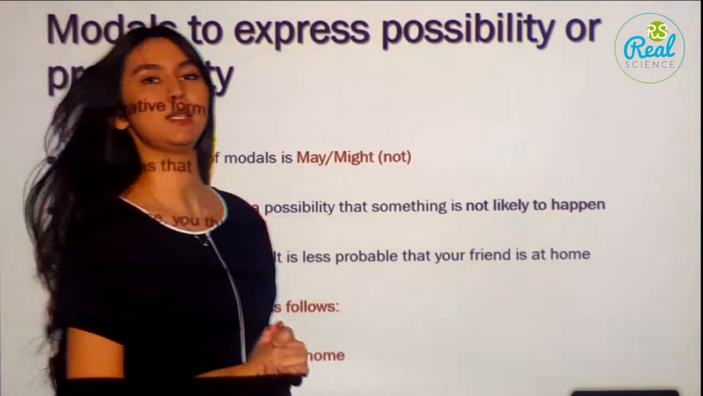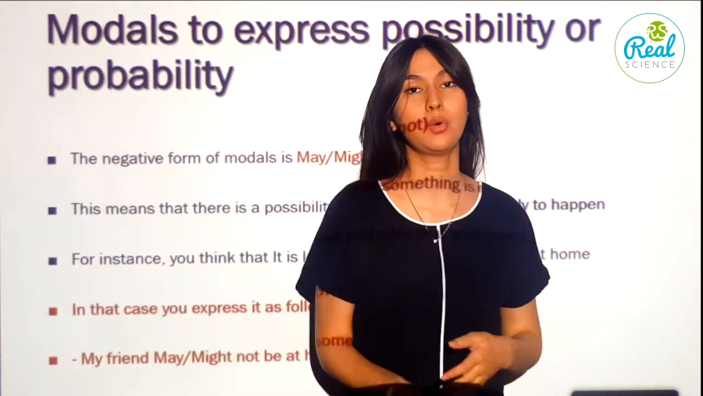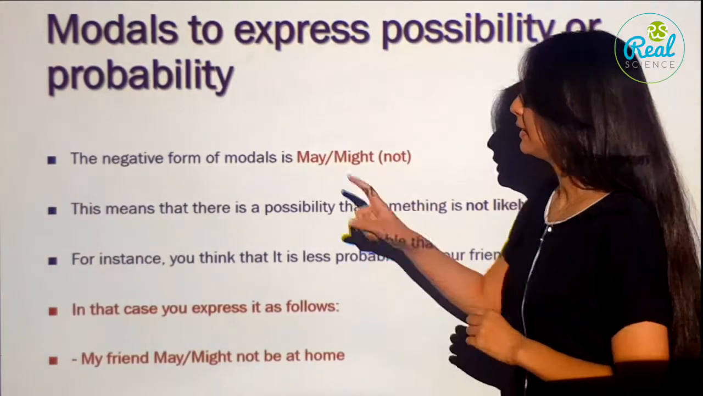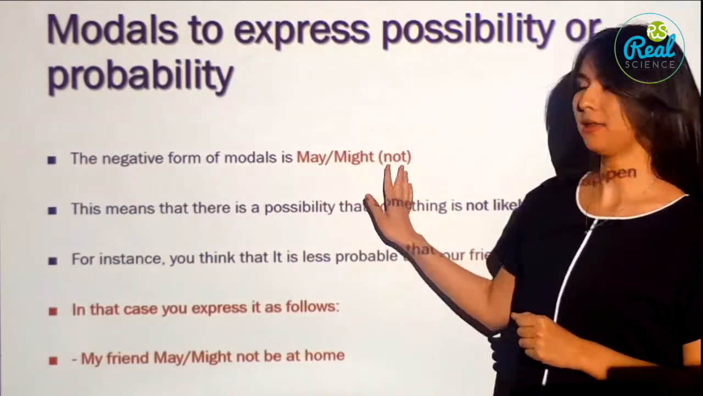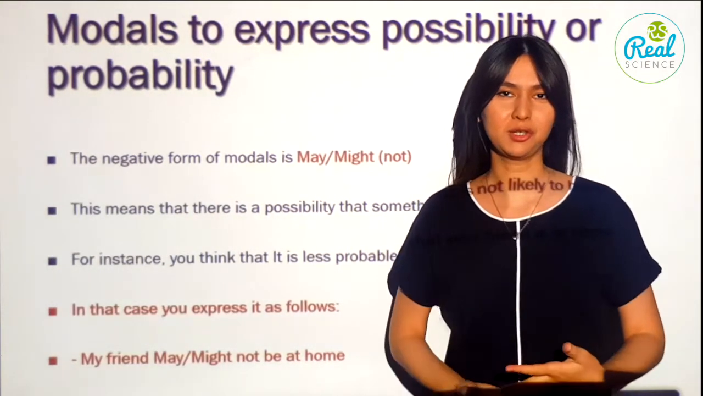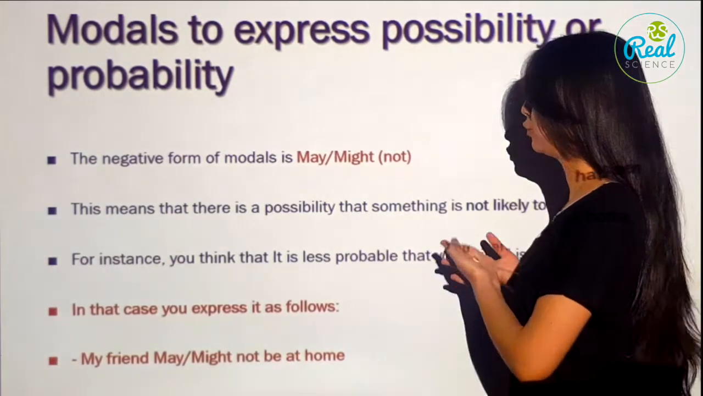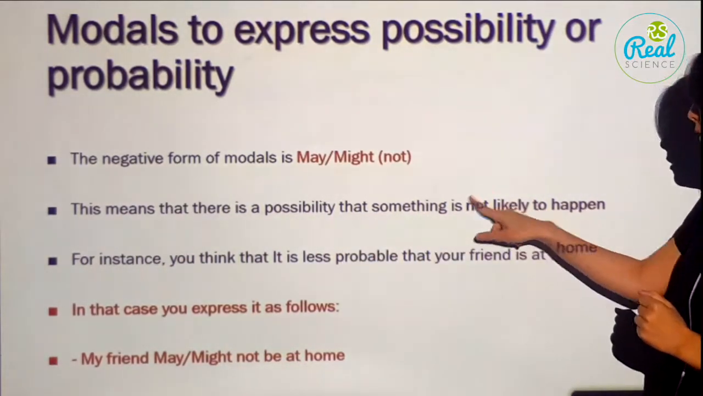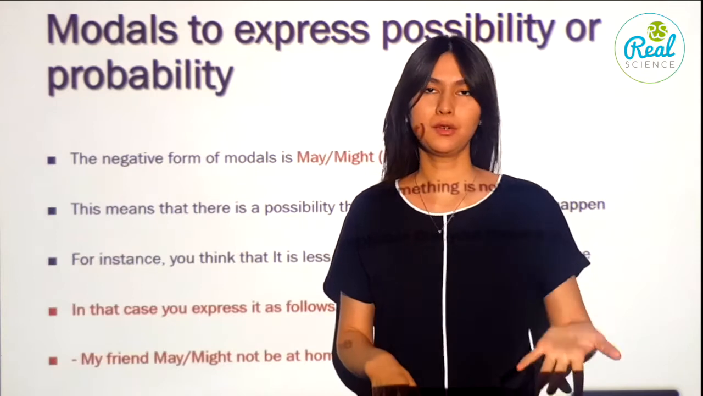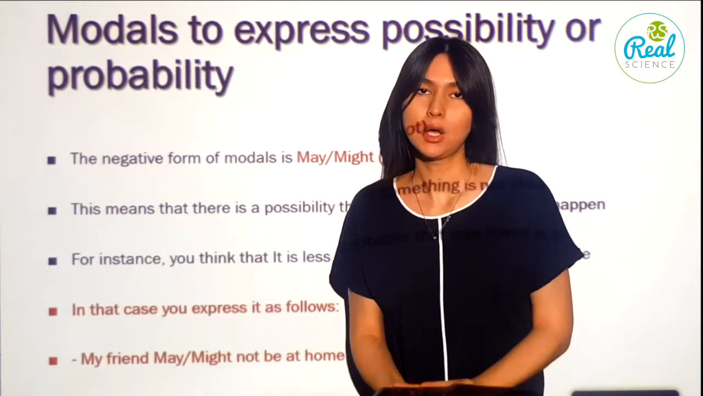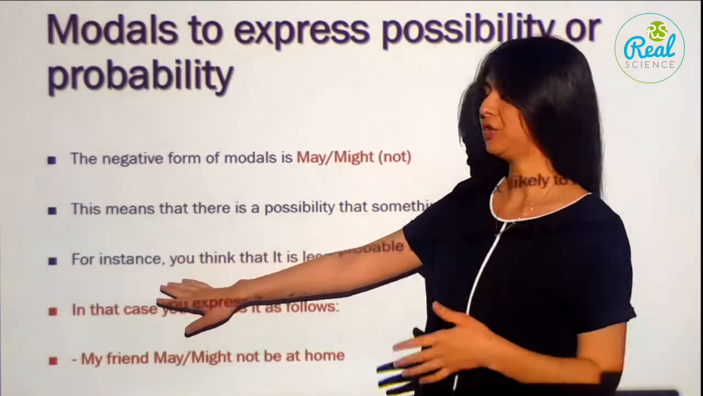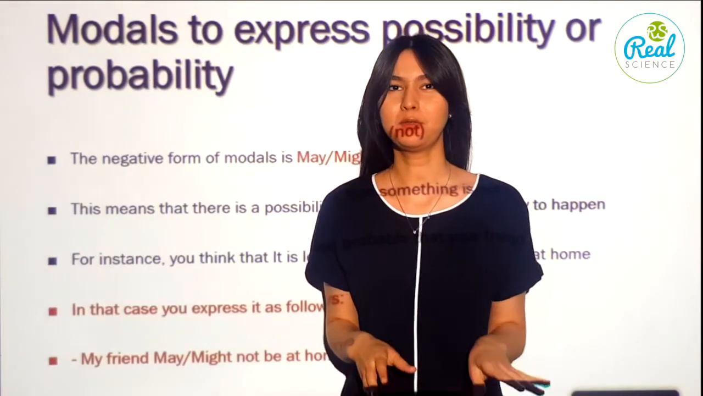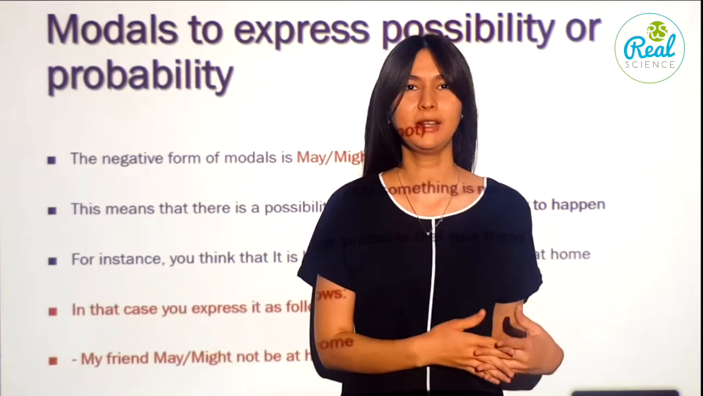Now let's come to the negative way. How do you express your 50-50 certainty in a negative way? The negative form of the modals is may or might not. You just add not in order to express your likelihood of the situation. This means there is a possibility that something is not likely to happen. For instance, imagine you think that it is less probable that your friend is at home. So you are 50-50% sure that your friend is not at home.